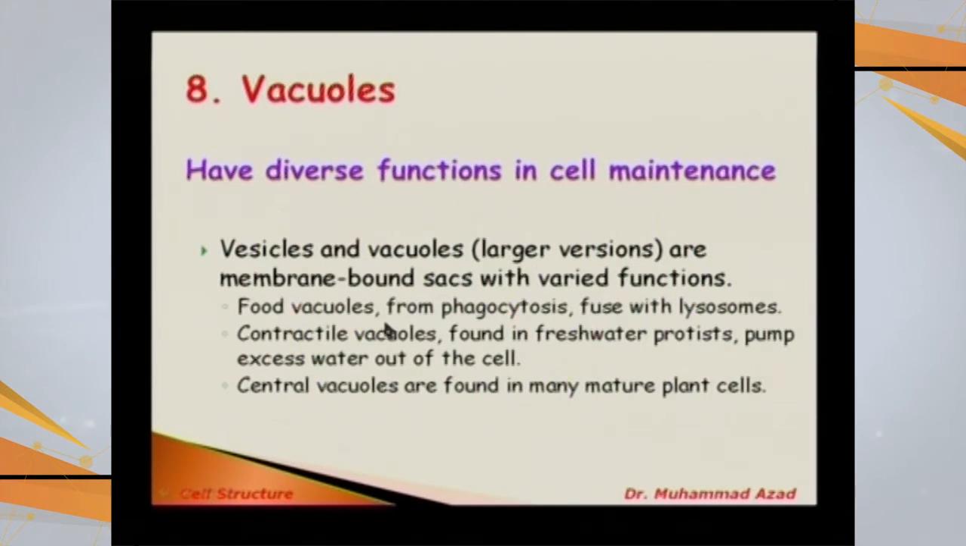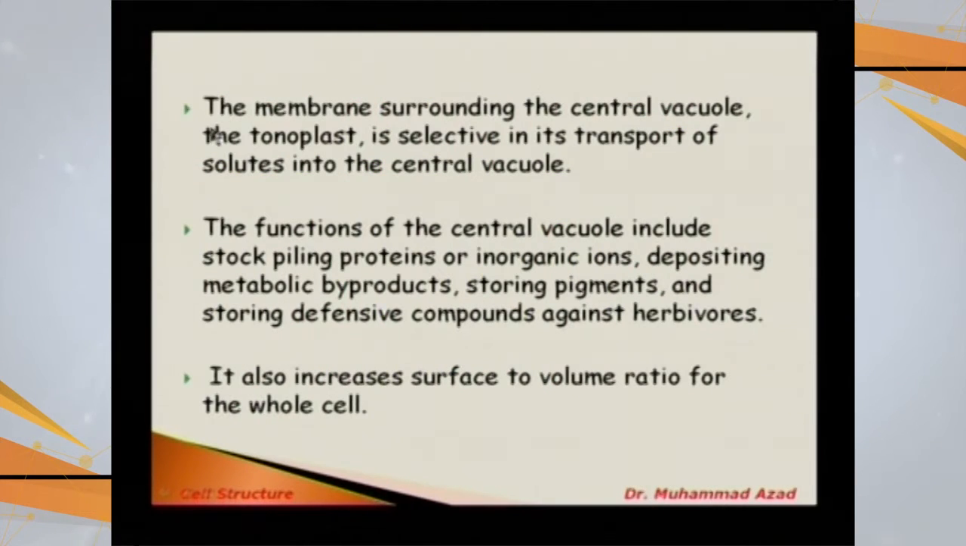So these may be food vacuoles produced from the process of phagocytosis. Lysosomes fuse with these food vacuoles, causing digestion of the food material. Then there may be contractile vacuoles found in freshwater protista members, which expel excess water. And then there may be a central vacuole, especially in plant cells. The membrane surrounding the central vacuole, also called the tonoplast in the plant cell, is selective in its transport of solutes into the central vacuole.